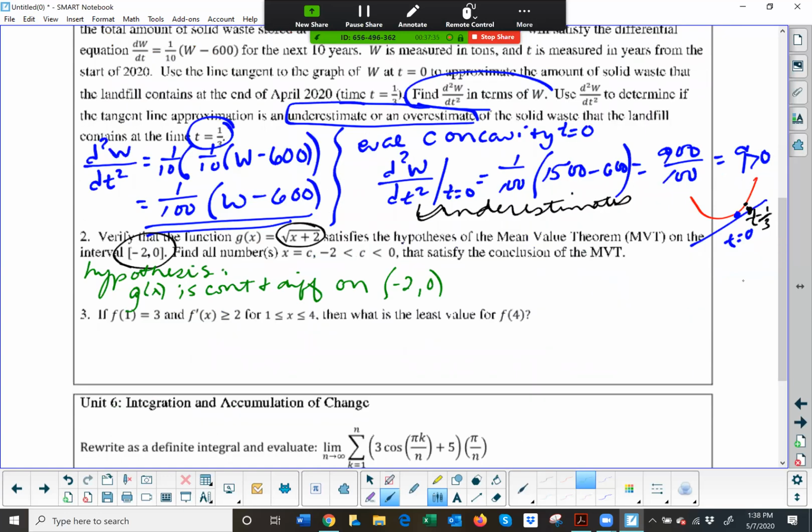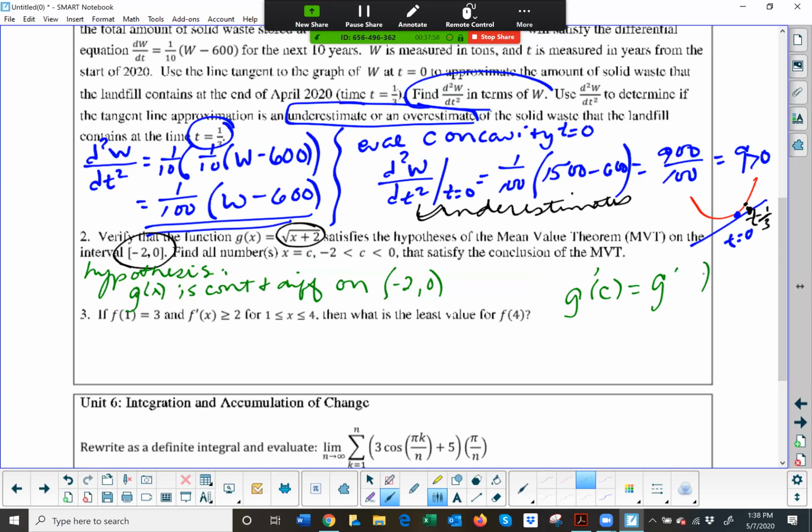What is the outcome of the mean value theorem? It's the one that says AROC is equal to IROC, or IROC is equal to AROC. I got my IROC on the left side, so the derivative. I guess we're working on G, so we'll go G prime. G prime of C is equal to G of an endpoint.